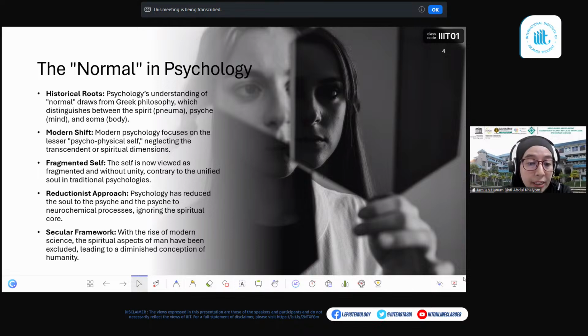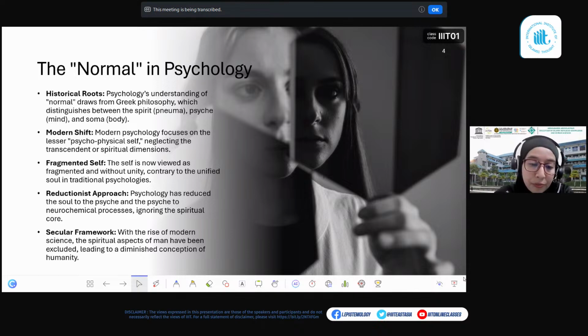This brings us to the idea of the fragmented self. Unlike traditional psychologies, which saw the soul as unified, modern psychology, including me, a clinical psychologist, we have been trained from this Western perspective very much. We often portray the self as disjointed and lacking coherence. It's almost as if we have lost sight of the deeper connections that give our inner world unity.